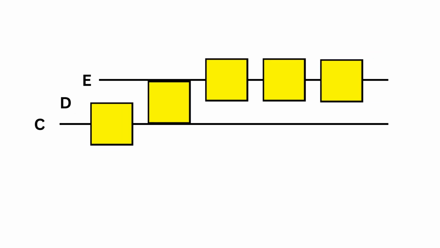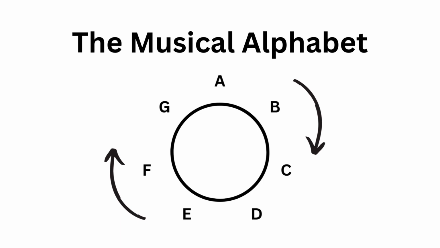And I'm going to call that line E. Go ahead and sing that note. Ready, go. E. And try to sing this. It starts back on C. Ready, go. C, D, E, E, E. Doing great. Now let's discuss the musical alphabet.